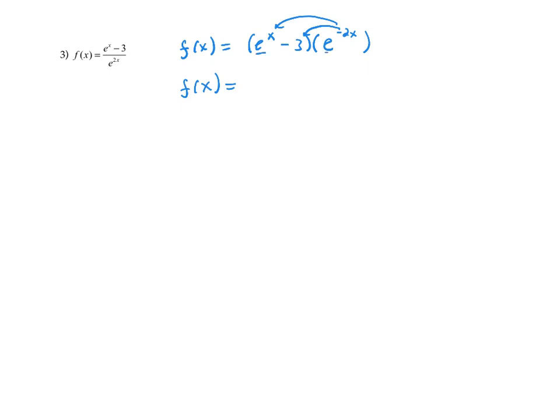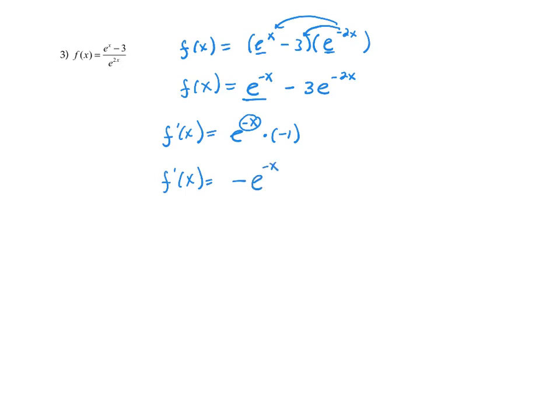So e to the x times e to the negative 2x. When you multiply those like bases, you're going to add the exponents. So it's going to be e to the negative 1x, or just e to the negative x. All right, to that we're going to be subtracting 3e to the negative 2x. And when we're taking the derivative, f prime of x, we are going to take the derivative of e to the negative x. So we'll keep the function the same and multiply by the derivative of the exponent, which will just be negative 1. Okay, so for this first term, it will simplify to negative e to the negative x.